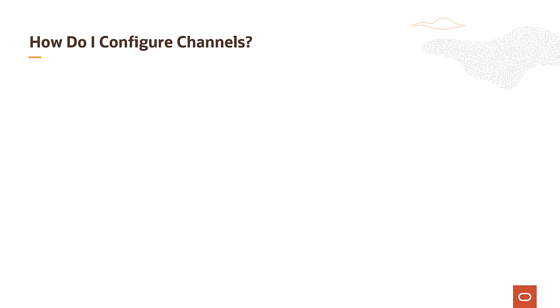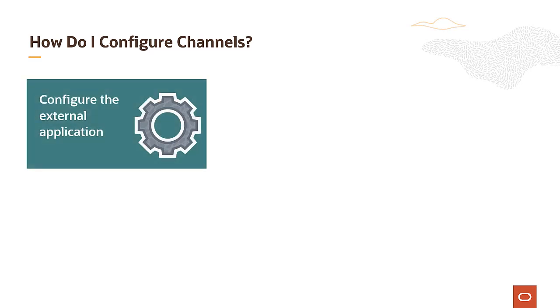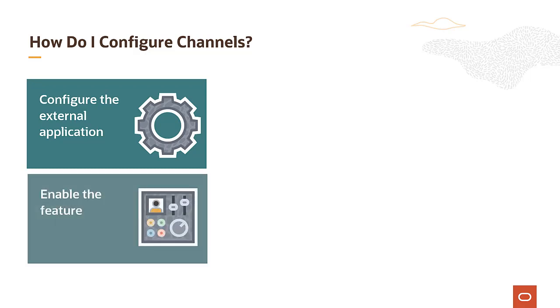Each channel requires its own configuration, and there's a separate lesson for each. But in general, the steps are: configure the external application. For example, for email, you need to configure your email server, or for Slack or MS Teams, you need to create a bot that listens for incoming messages. Second, you enable the feature in the offering. For example, enabling email or Slack.